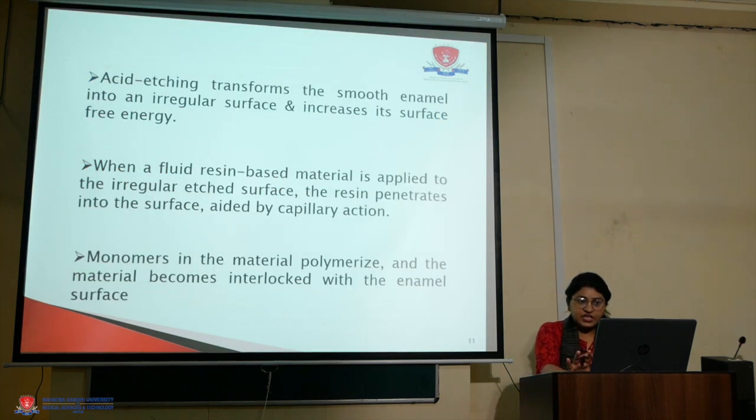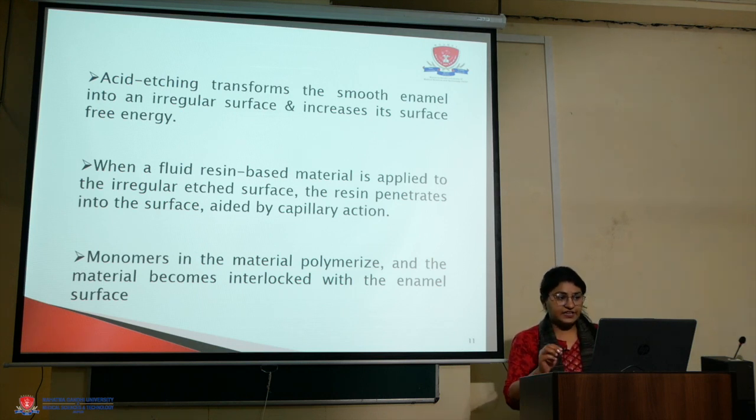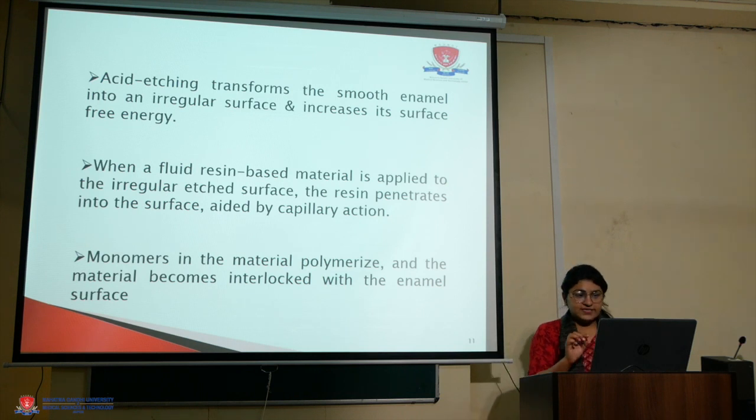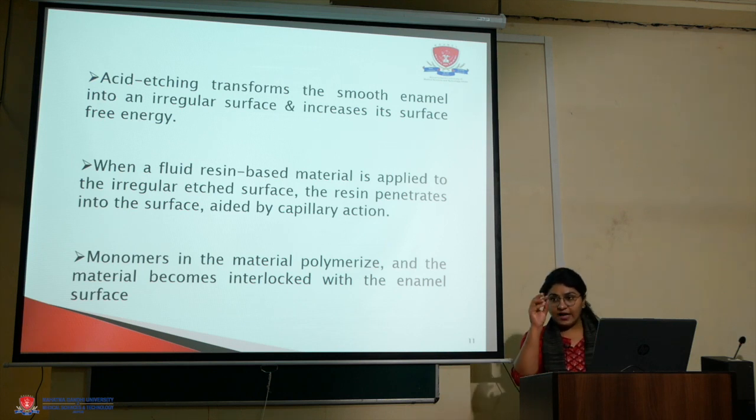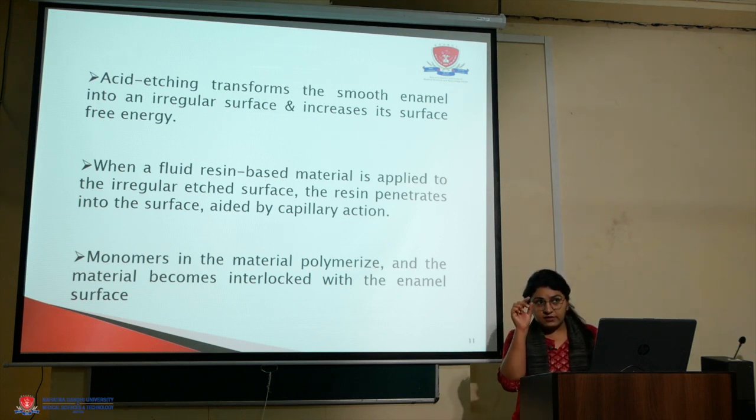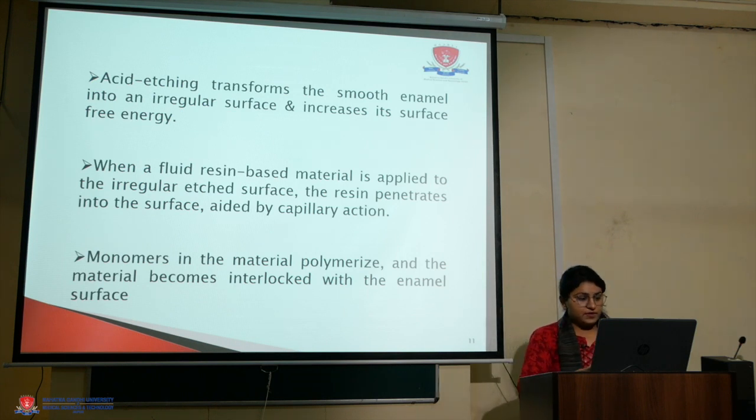This acid etching transforms the smooth enamel into an irregular surface and increases its surface free energy. So when a fluid resin-based material is applied to the irregular enamel surface, the resin penetrates into the surface, aided by capillary action. So what is happening? You roughened the surface, and when the surface is roughened, the adhesive which you apply now will flow into those roughnesses.